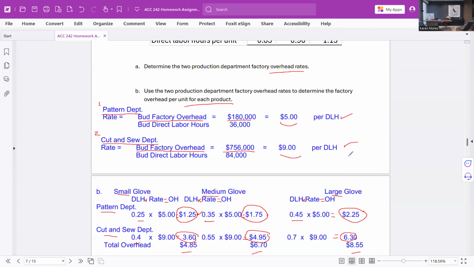So we find the rates, one for each department, and then we just take the activity times the rate. And we do that for each department, for each product. So again, we're just doing the same thing we did in chapter 16, all right? Except we're doing it twice instead of one time. And that's multiple departmental rates and 3 products, right? Small glove, medium glove, and a large glove.